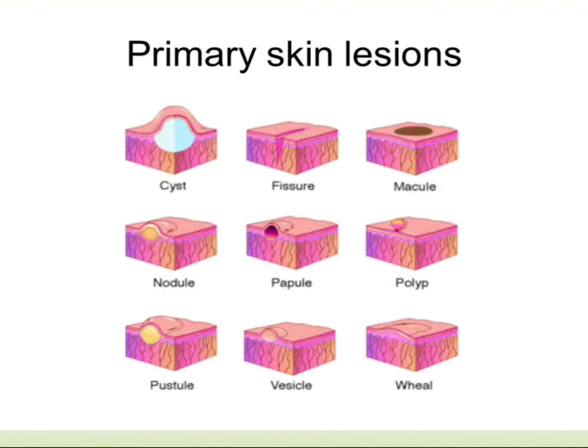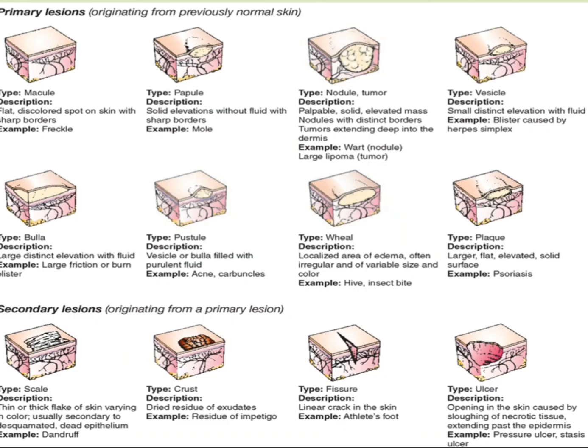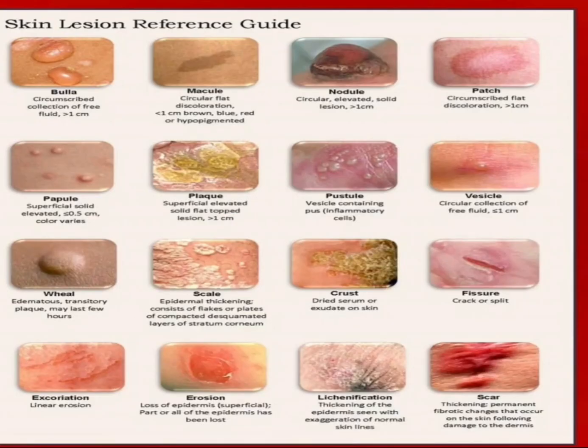So primary skin lesions are cysts, fissures, macules, nodules, papules, pustules, vesicles, and wheals. And then if you just want to look at a summary, you can have a look at this slide, or you could have a look at this slide. So that's all about skin lesions.